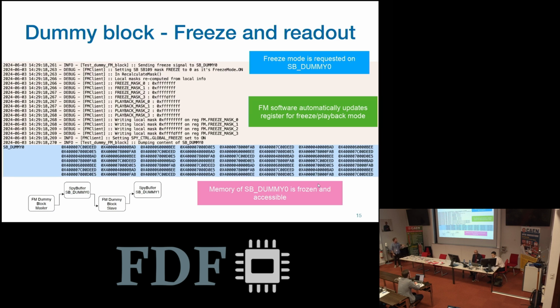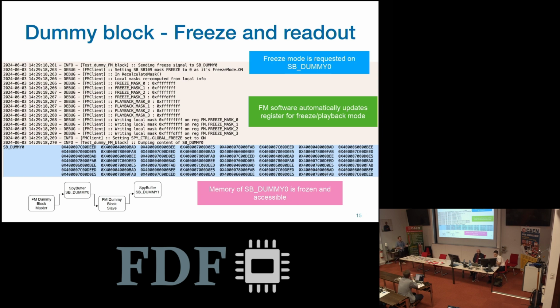And this is how it will look if you run this test. For instance, in this example here, this is done with the software, with the fast monitoring client that I was mentioning before. The freeze mode is requested on the first SpyBuffer, so the dummy 0, and the fast monitoring takes care of updating all the registers because in this project there are more SpyBuffers than 2. And if you read the content of the memory, you will see that this will print words in the right sequence, which would be bad B does fab did, repeated all the time throughout the memory. And this is frozen and accessible.